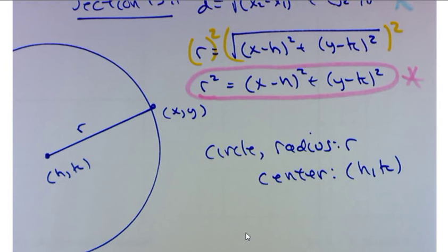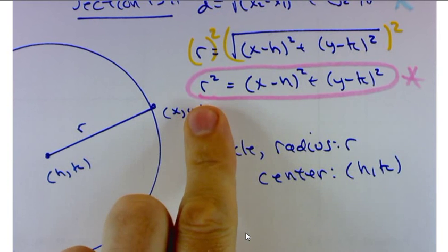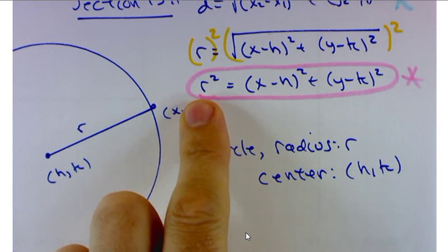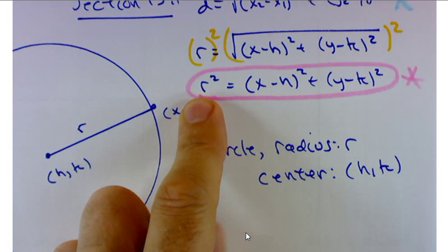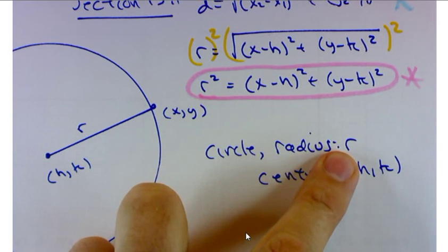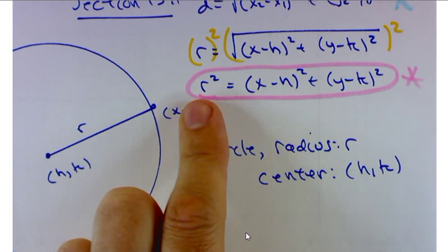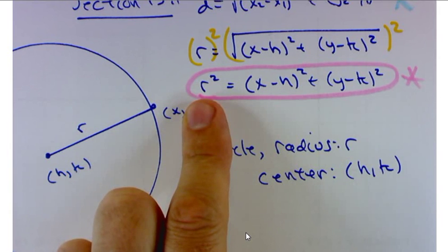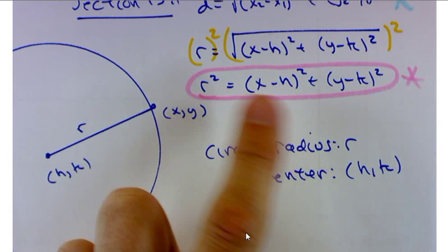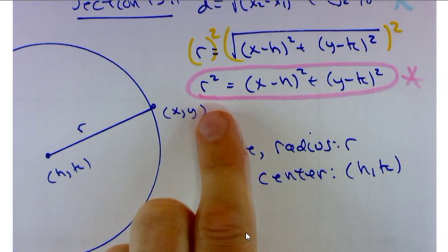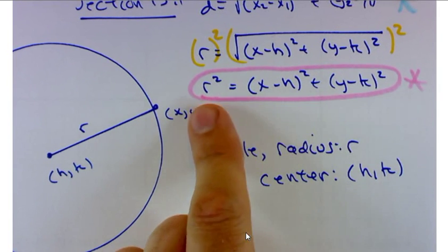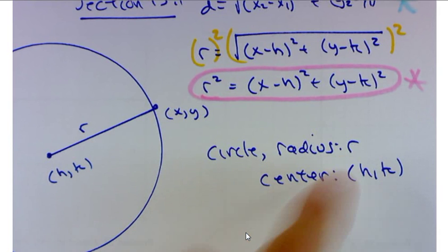One thing that I want to point out about our equation here is that on the one side, I've got an R squared, but the radius was R. So if you're looking at a number like 16 on the left-hand side of this equation, then the radius is going to be 4. You have to take the square root of this, or you can write it as 4 squared and just say, okay, well, then it's a 4.